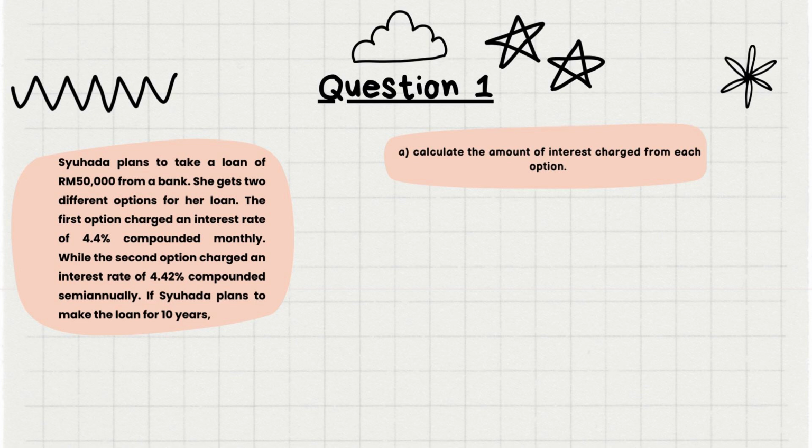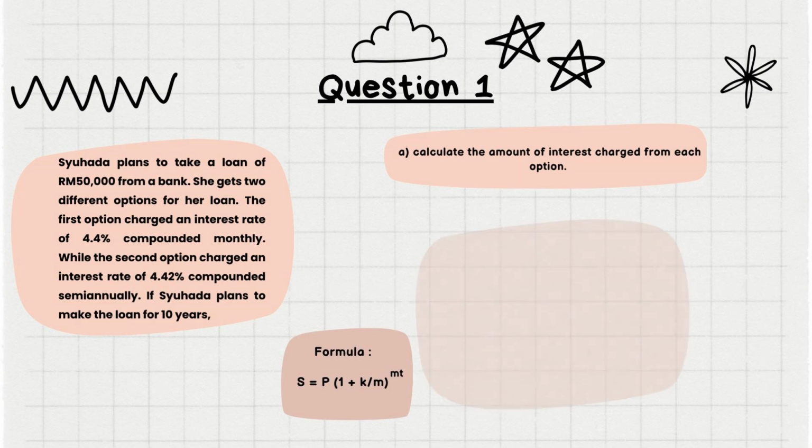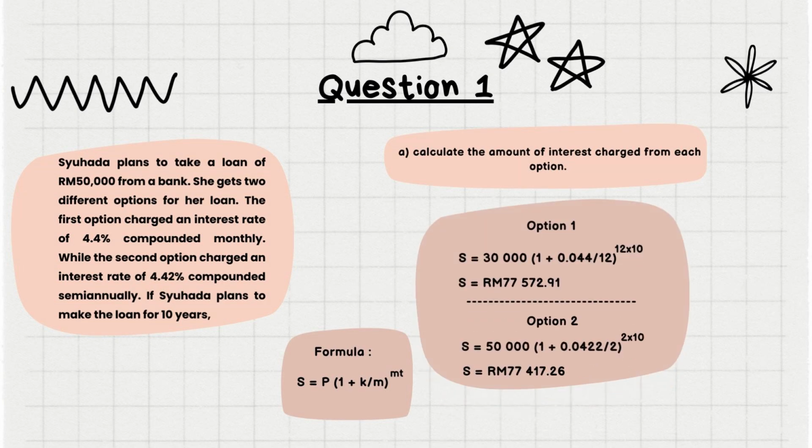So, firstly, we need to know the formula before starting to find the solution. The formula is S equals P (1 + K/M) to the power of MT. Then we can begin calculating it. For this question, it is asking to find two options, which is two solutions. So, we may start by writing down as what I'm showing in the slide.